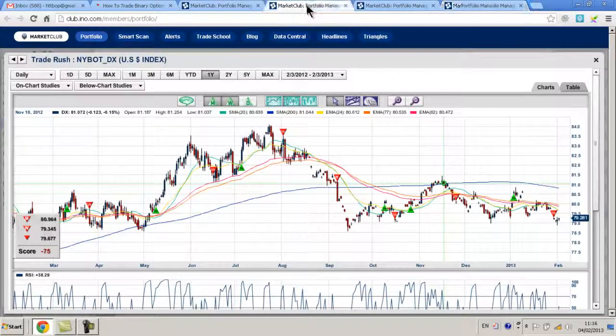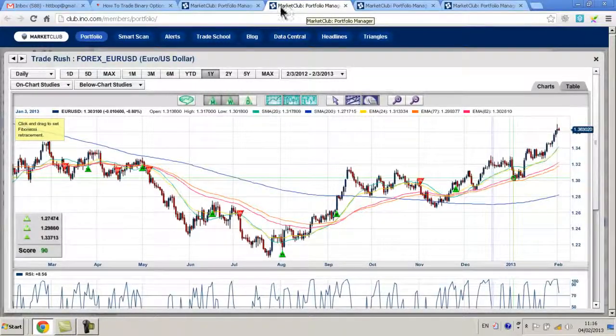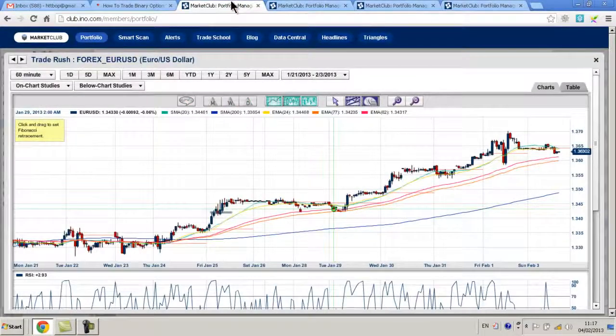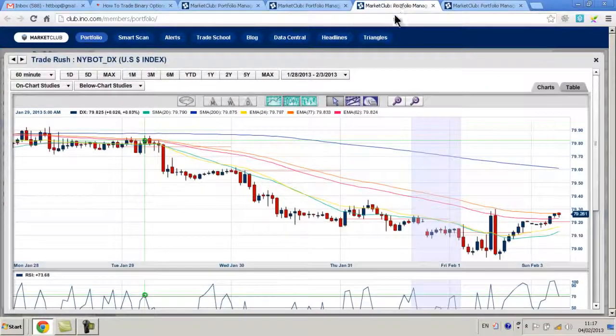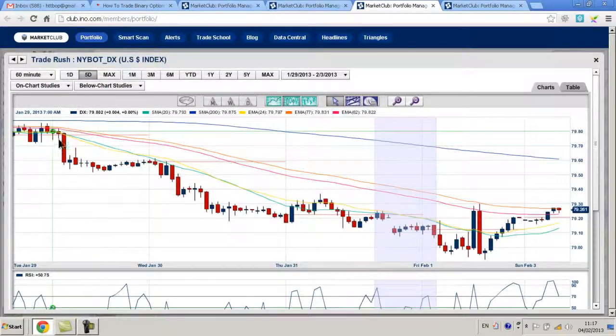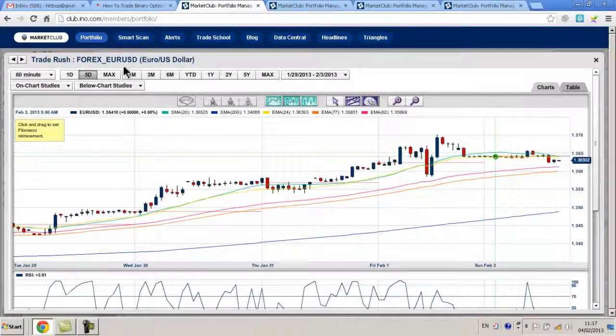If we look at it on a smaller time frame, let's look at it on a 60-minute chart. So this is the last week, last 5 days, and let's look at the dollar index also on the last 5 days. So this is the dollar index. It's moving down, and this is our euro. It's moving up.